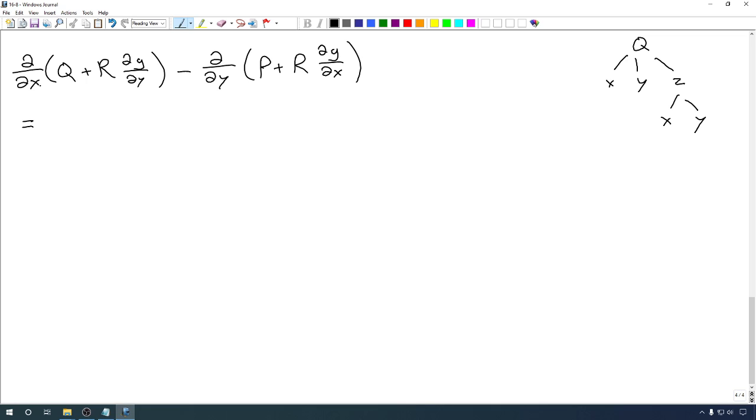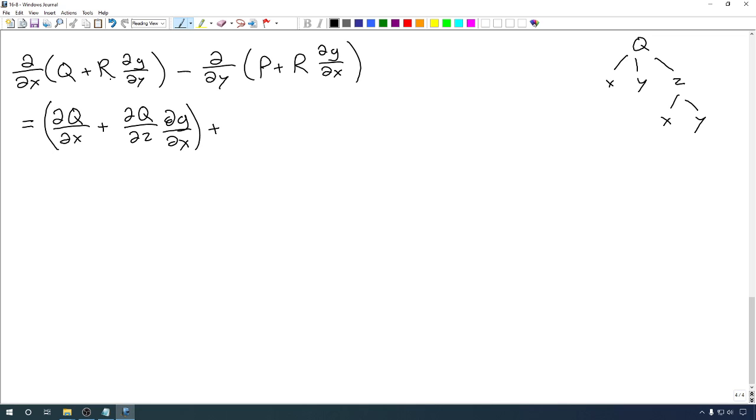So here, the derivative of q is going to turn into the derivative of q with respect to x, but also plus the derivative of q with respect to z times the derivative of z with respect to x, but I'm going to write that as the derivative of g with respect to x. Then we move on to the derivative of r times the derivative of g with respect to y. Of course, that is a product of two functions, so I will have to take the product rule of that.